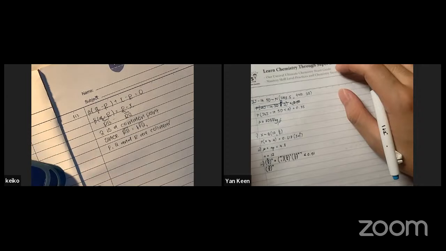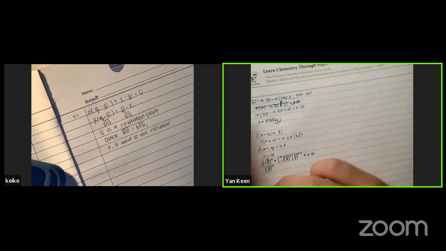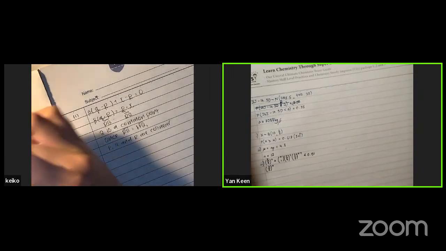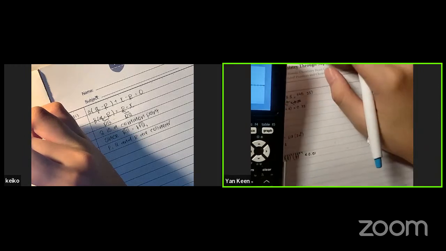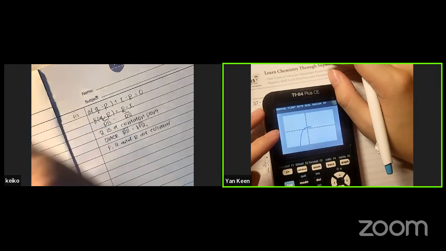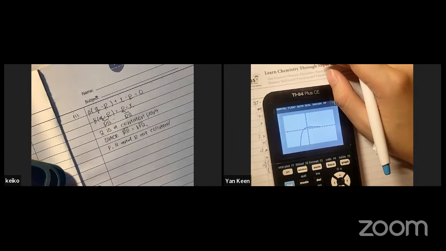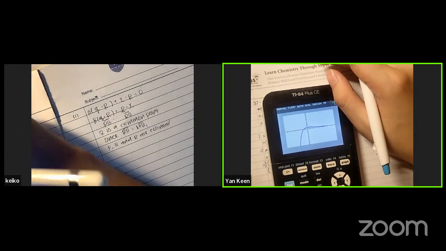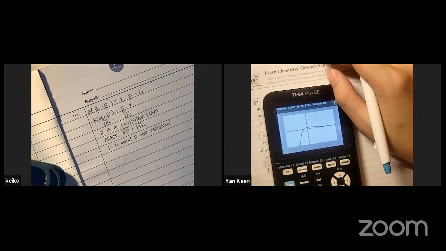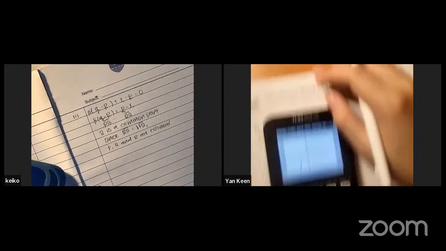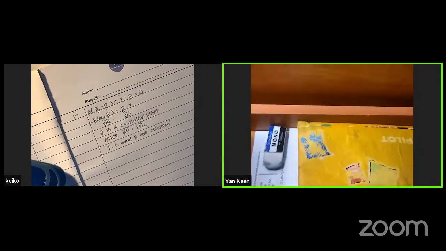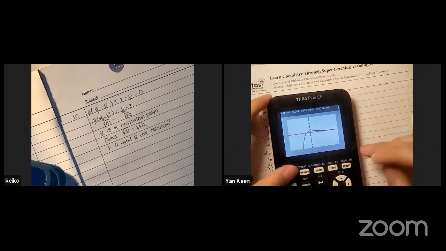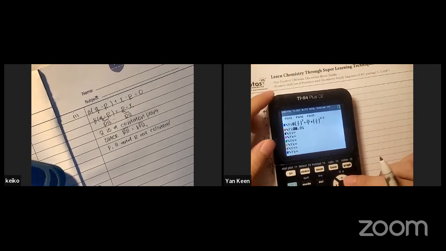Yes, Yan Kin. Now, what's your struggle here? The value I got for n was negative, so I'm using the graph. As in you're putting it in the GC, n as a variable, right? Okay, great. So all this equal to 0.01, or less than 0.01, but yeah, pretty much. Can I see how you put it in the GC?